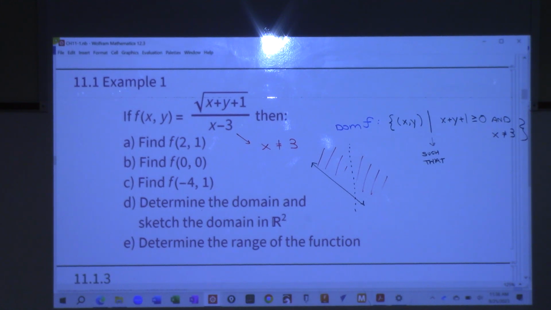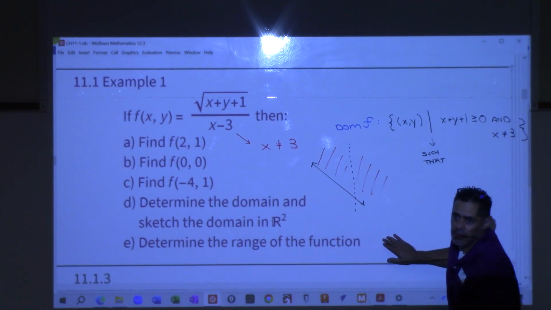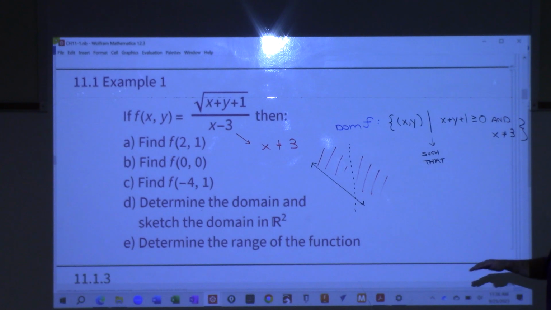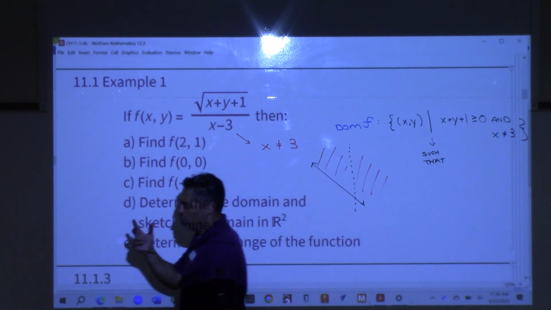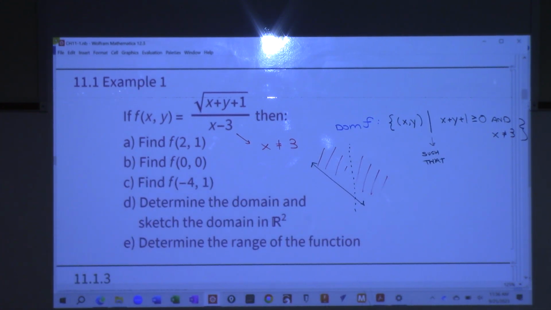Now, determine the range. This is harder to do. The range is a much harder question. Like, the range is the output, right? Do y'all think, because we plugged in 2 ordered pairs. We plugged in 2, 1, and we got -2. We plugged in 0, 0, and we got a negative. Do you think we could ever get a positive out of this? Do you think this function ever spits out positive numbers?